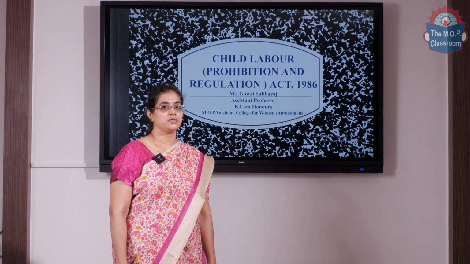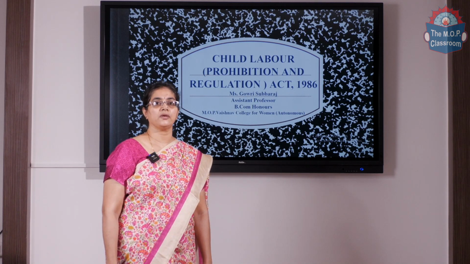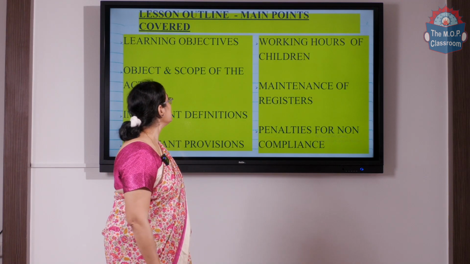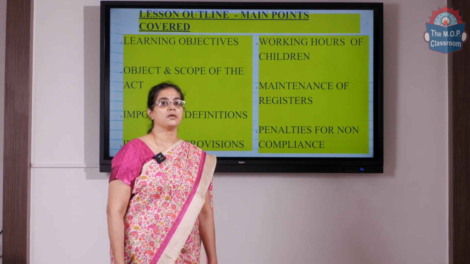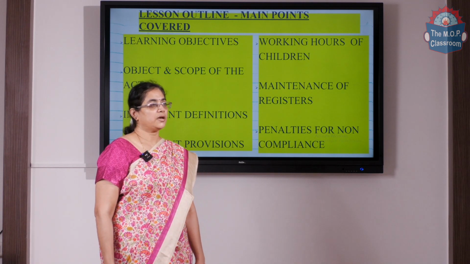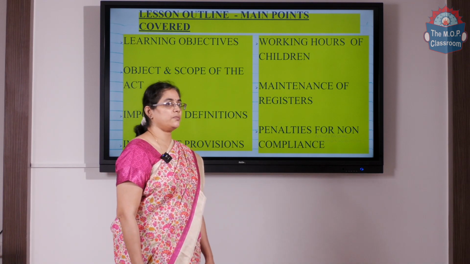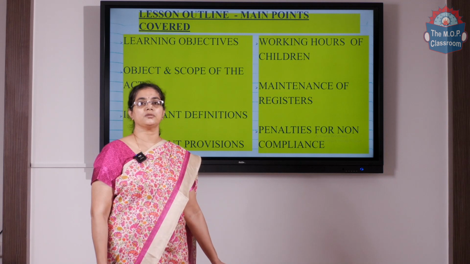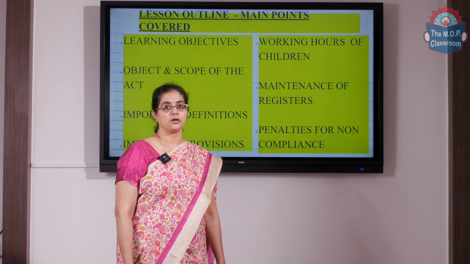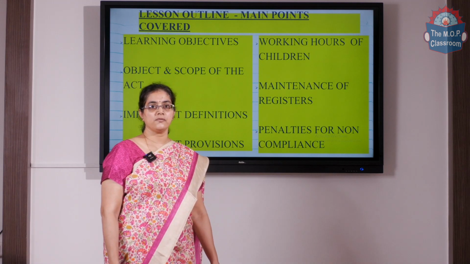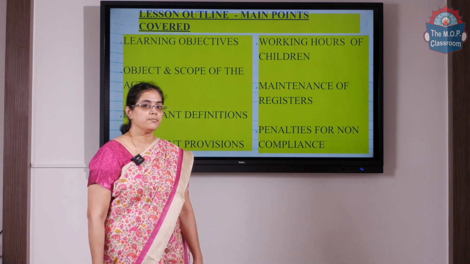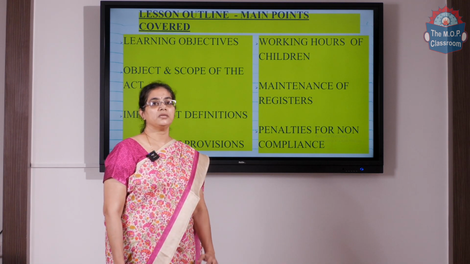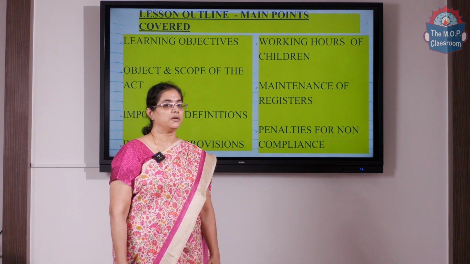Today's session is about the Child Labour Prohibition and Regulation Act of 1986. In today's topic, we will be covering a few important provisions and the main outline of the entire Act. The learning objectives will cover the object of the Act, the scope of the Act, some very important definitions, some important provisions of the Act, the working conditions of children, the maintenance of registers, and the penalties for non-compliance with provisions of the Act. These are some of the details that we will be covering in today's session.